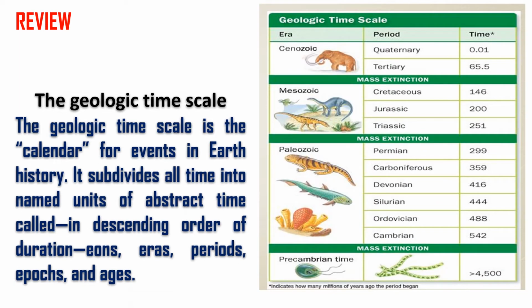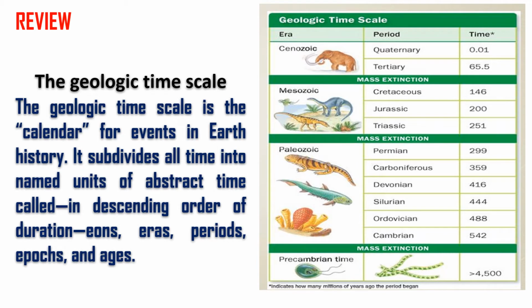Now let us check the review of the lesson. The geologic time scale. The geologic time scale is the calendar for events in Earth's history. It subdivides all time into named units of abstract time called, in descending order of duration: eons, eras, periods, epochs, and ages.